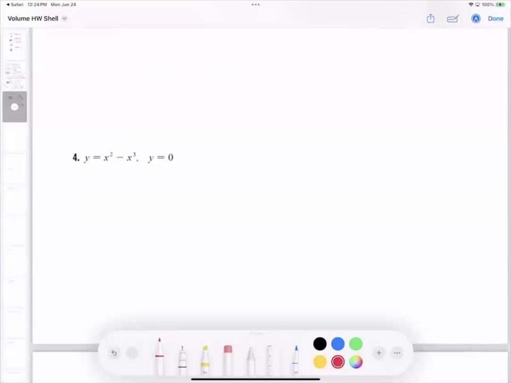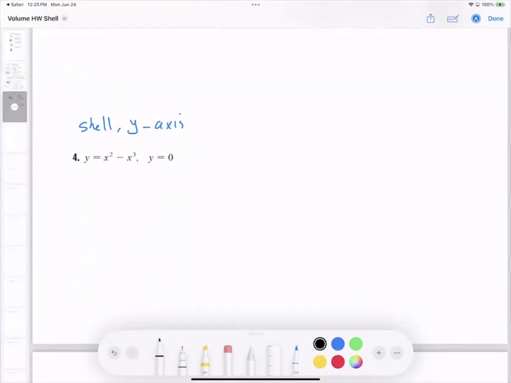In this question, we want to apply the shell method and rotate the object about the y-axis. Let's visualize this. This is y equals x squared minus x cubed.